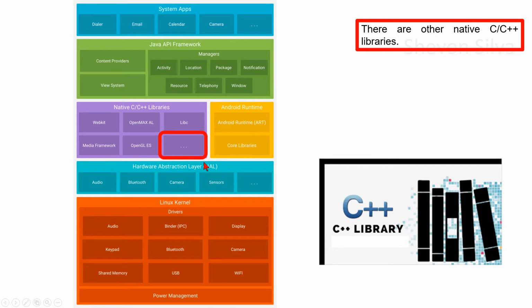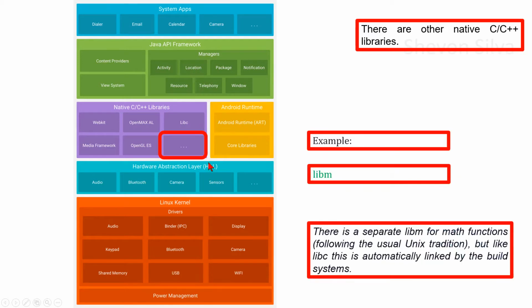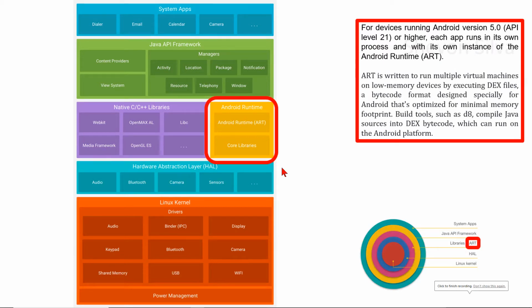And here there are other native C and C++ libraries. As an example, we can consider libm. There is a separate libm for math functions following the usual Unix tradition, but like libc, this is automatically linked by the build systems. Now we are considering Android Runtime.